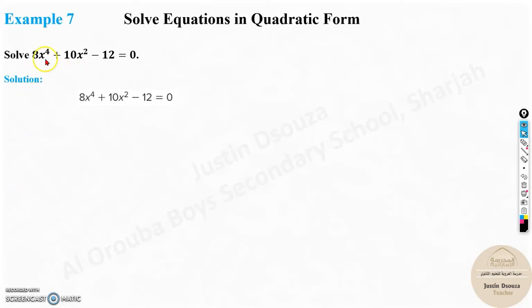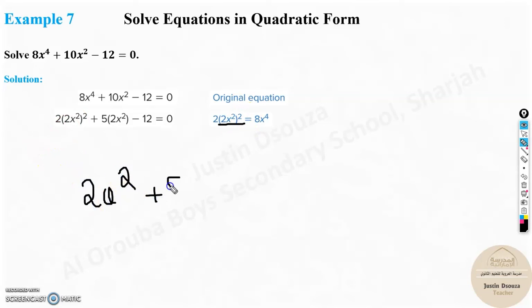Now here, this is the given equation. All we need to do is write it in quadratic form. We have seen this plenty of times now. I hope it's clear. Now here you can write 5 into 2x squared, and 4 can be written as 2 squared. So 2 into 2x, the whole square, minus 12, just like what we have done before. Now you can substitute 2x squared as any term. You can write it as u. 2u squared plus 5u minus 12 is equal to 0.